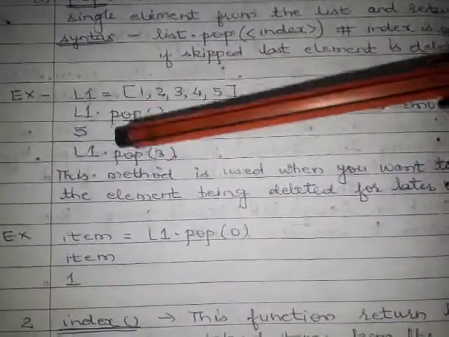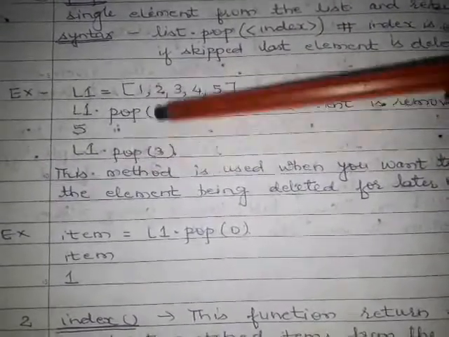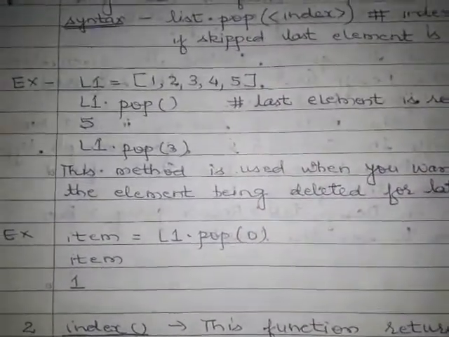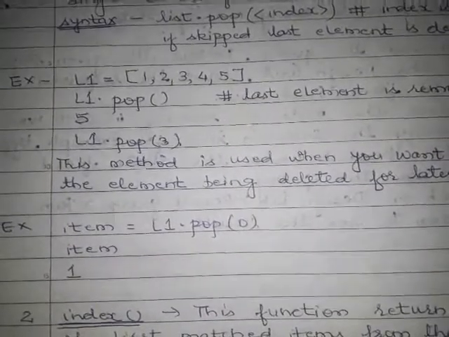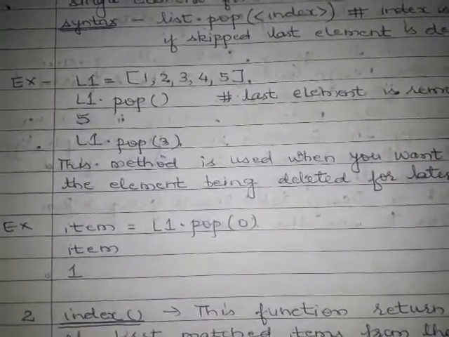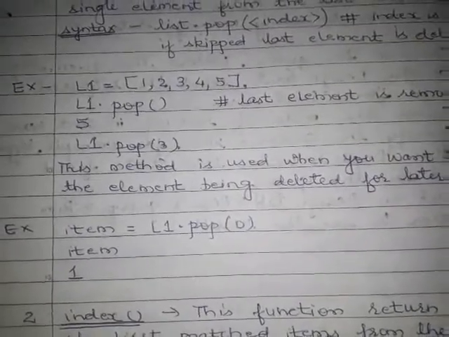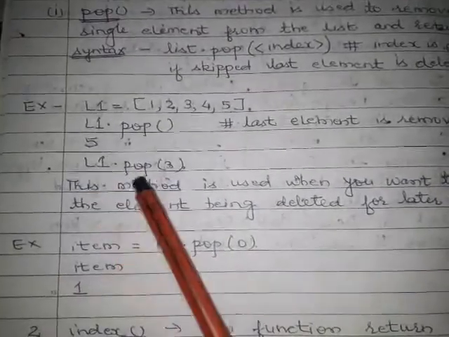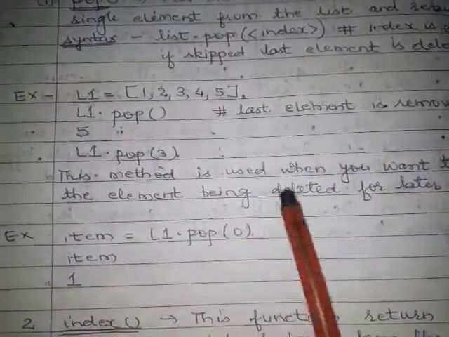You can write all this code in your interactive mode, and you can run this. Pop actually returns the element whose index you pass, so that you can use the value for your further use. If you don't want to use it, you can simply use pop in this format, and if you want to use the value, you can use pop in this way.